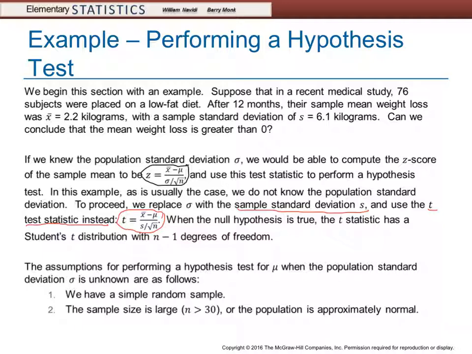The assumptions for performing a hypothesis test for mu when the population standard deviation sigma is unknown are as follows. We have a simple random sample, and the sample size is large, n greater than 30, or the population is approximately normal, which in some cases we have to discover.